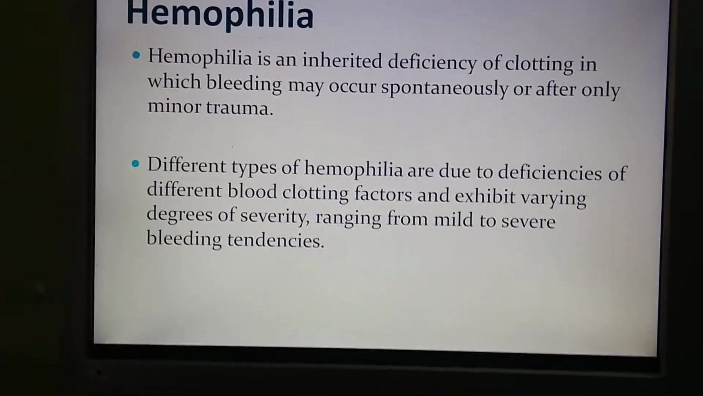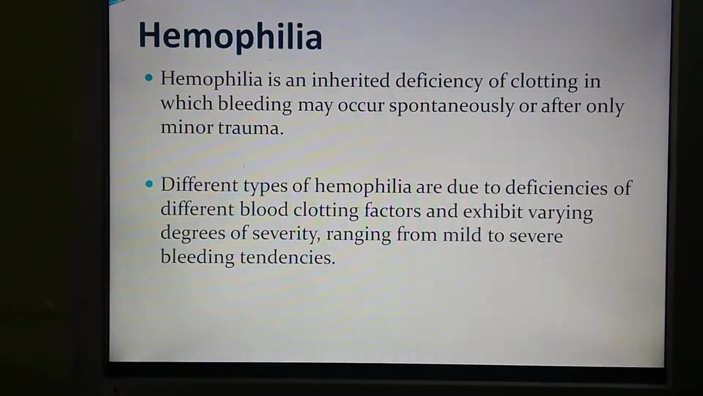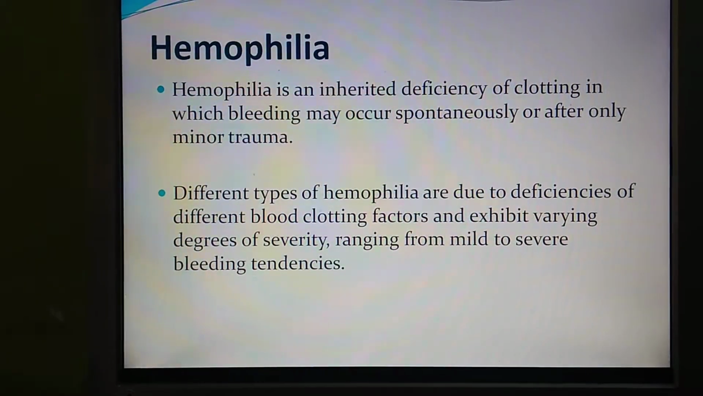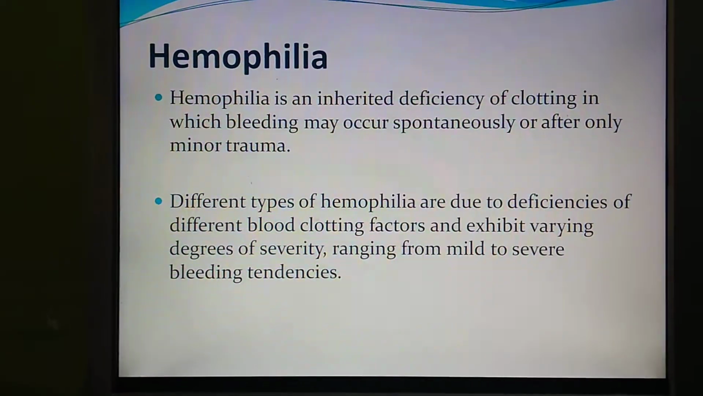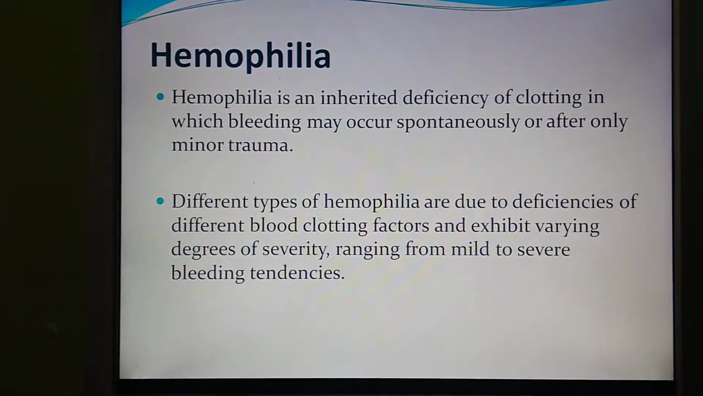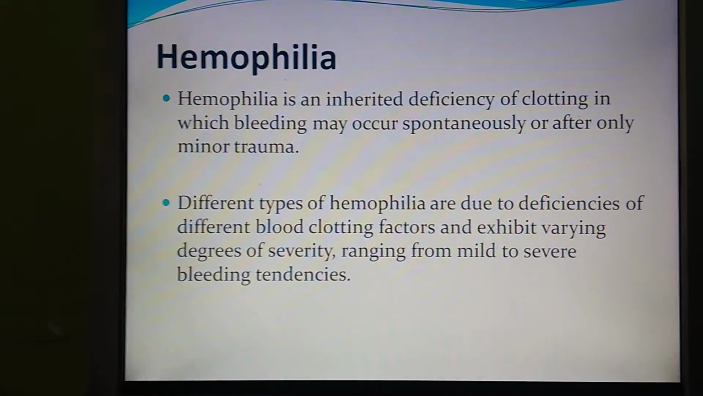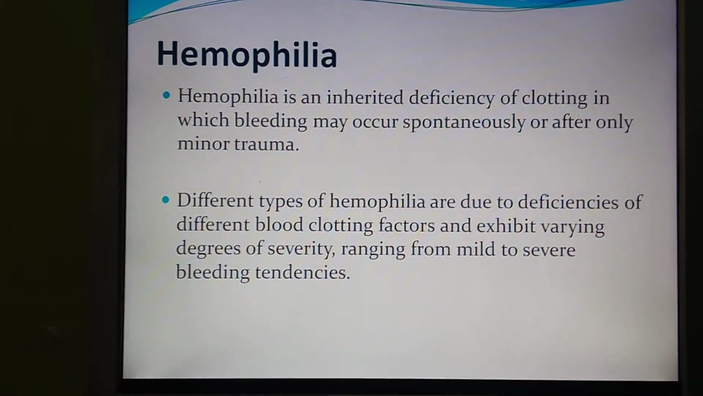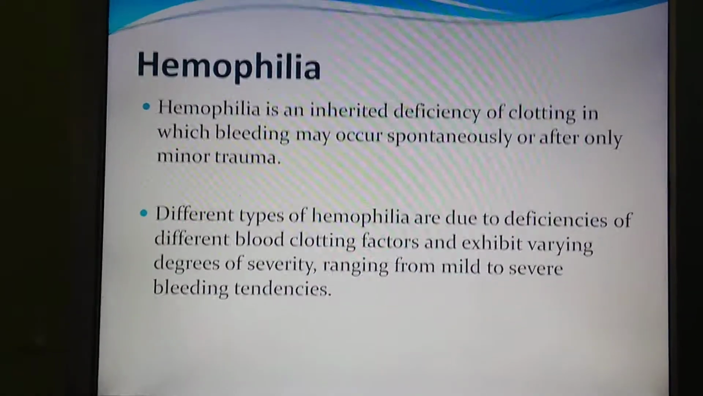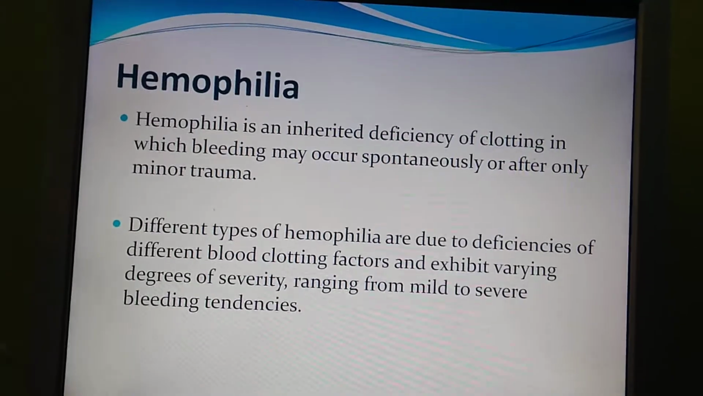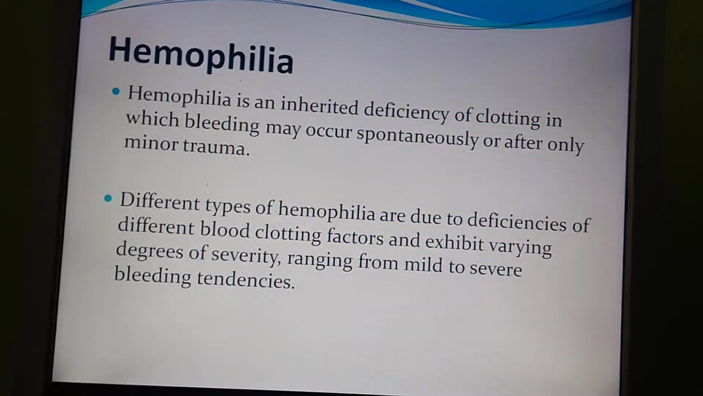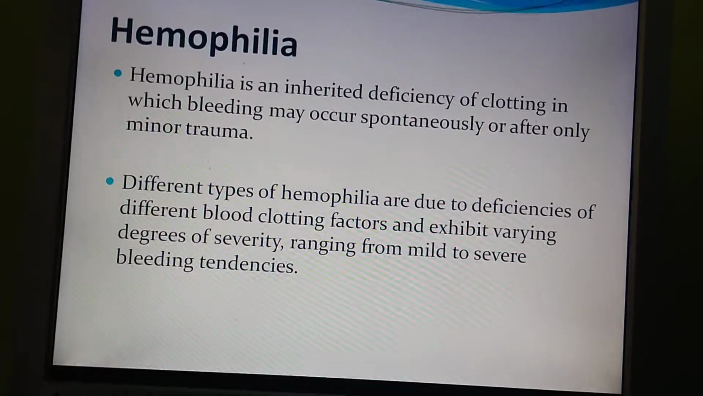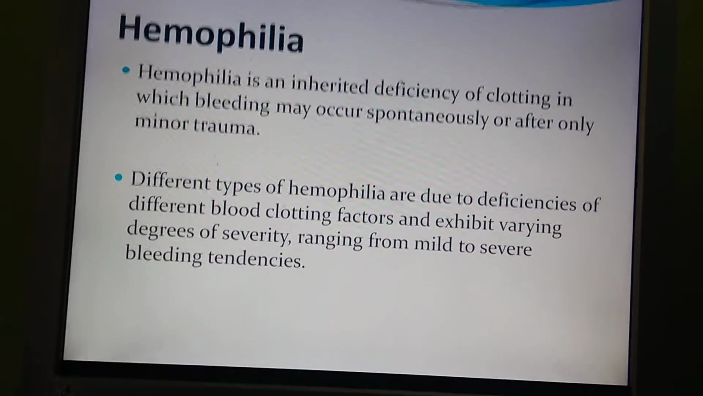Next is hemophilia. Hemophilia is an inherited deficiency of clotting in which bleeding may occur spontaneously or after only minor trauma. Different types of hemophilia are due to deficiencies of different blood clotting factors and exhibit varying degrees of severity, ranging from mild to severe bleeding tendency. So in hemophilia, you will observe bleeding tendencies. Blood cannot get coagulated at the proper time, and this degree of bleeding may be mild, moderate or severe, depending on the types and cause.